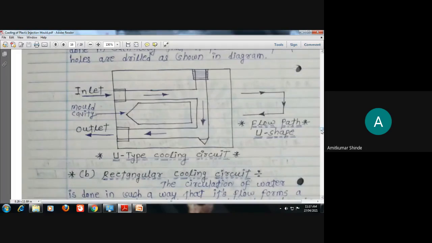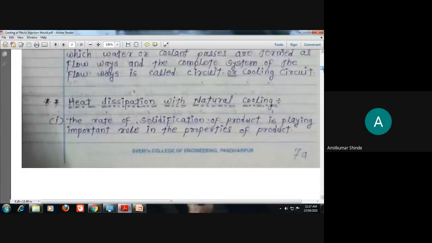Then after this flowways and circuits, we will move towards heat dissipation with the natural cooling. Okay, now this point is very important. In this, heat dissipation will occur in two ways. Okay, natural cooling will also take place, and as we are circulating the cooling fluid or water through different cooling channels, it will also remove the heat. Okay, in this way, two types of coolings will occur.